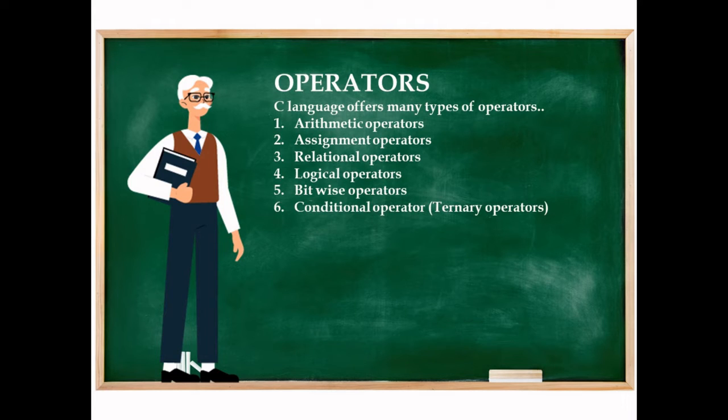Next, we study the conditional operator. It is also known as the ternary operator. It uses the operator symbols question mark and colon. It has a syntax which has to be followed in a program. Next, we study increment and decrement operators. Increment operators are used to increase the value of a variable by 1, and decrement operators are used to decrease the value of a variable by 1 in a C program.